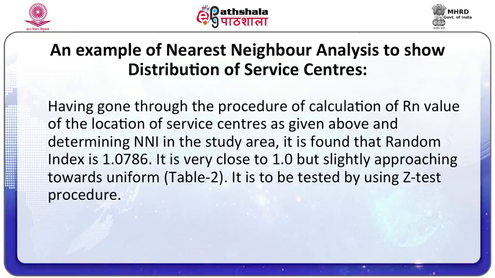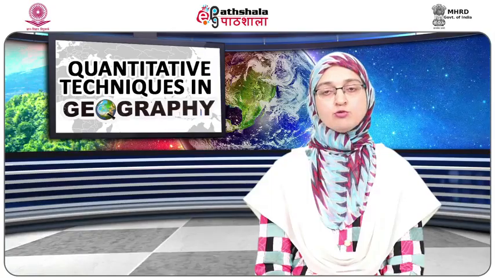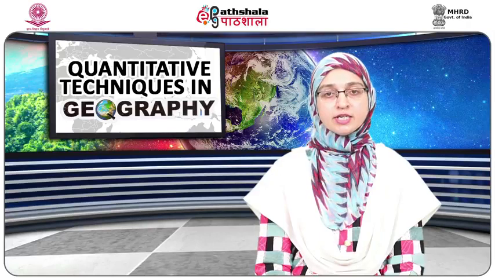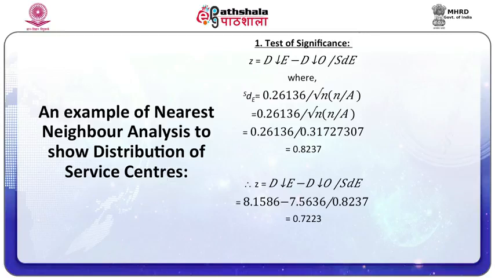Having gone through the procedure of calculation of Rn value of the location of service centers as given above and determining NNI in the study area, it is found that the random index is 1.0786. It is very close to 1.0 but slightly approaching towards uniform, as shown in table 2. It is to be tested by using the Z-test procedure. Table 2 shows determination of nearest neighbor index of service centers in Tezpur subdivision. Now 4. Test of significance.